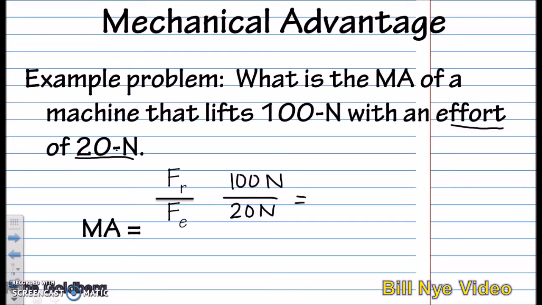Then you calculate it, and you get that answer. Divide by 10, and you get 5. And there are no units because the newtons cancel out. So the mechanical advantage is 5. That means it's 5 times easier to use this machine than to do it without the machine.